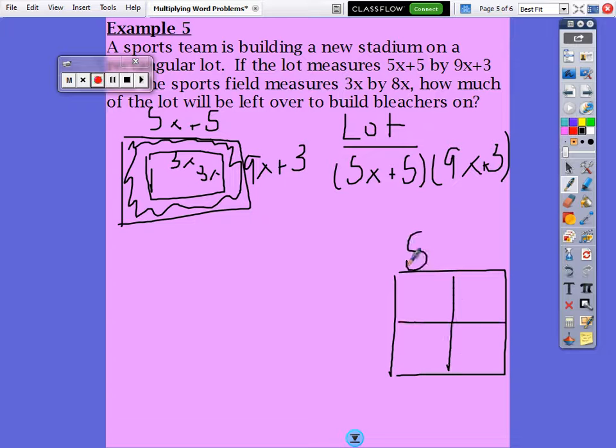So I have 5x, and I have 5, and I have 9x, and 3. When you multiply 9x times 5x, you multiply your coefficients, which is going to give you 45. Add your exponents, so you get x squared. 9x times 5 is 45x. 3 times 5x is 15x. And 3 times 5 is 15.